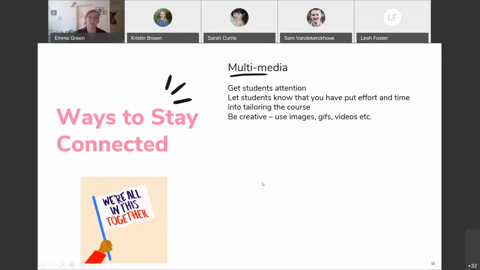Finally, this is one of my favorite tools. I'm part of the internet generation, I always joke. I grew up using a lot of GIFs. I use reaction images. I drive my family insane by the amount of pictures I use instead of answering. And I use these to get students' attention. I know myself, I get really bored if I'm just reading text over and over again. And it lets students know that you've put effort and time into tailoring the course. So you can use images, GIFs, videos, etc. And it just keeps that idea of keeping my hand in the course. I haven't left you. I'm still here.